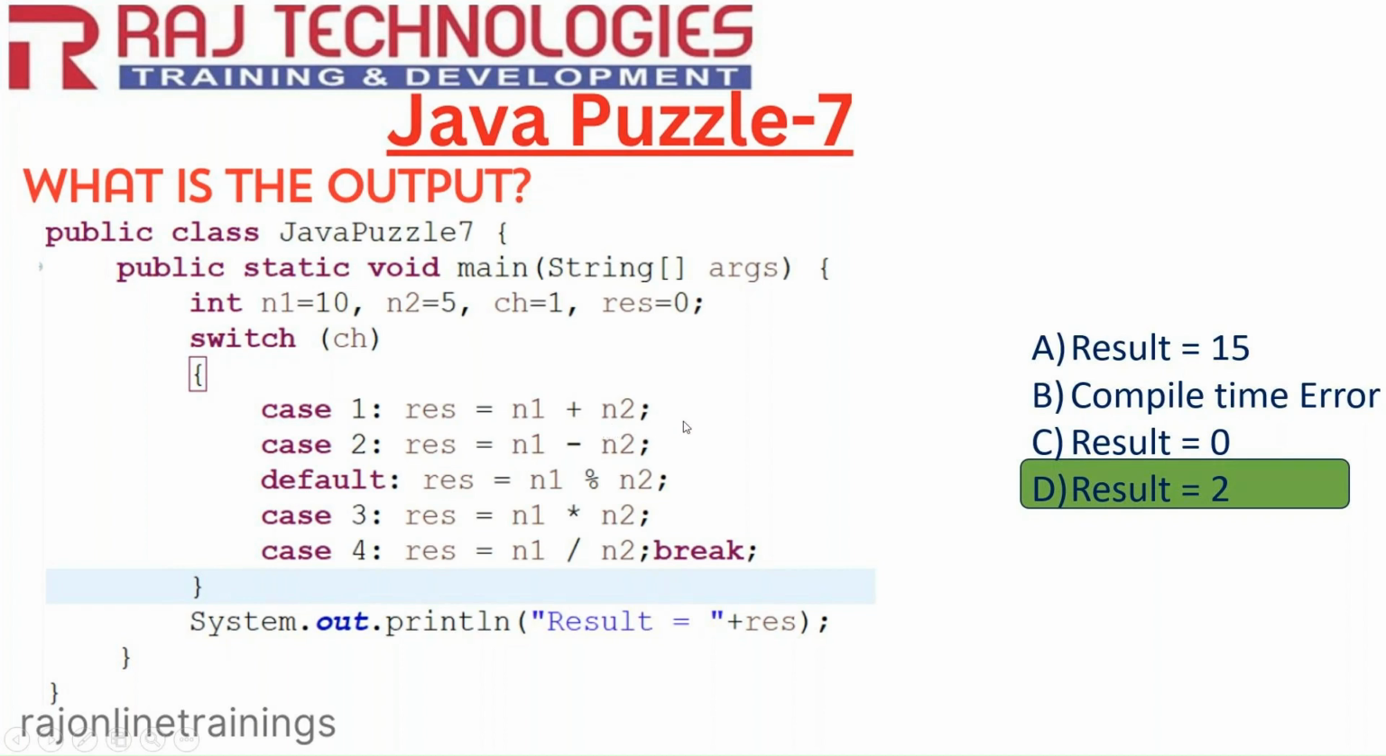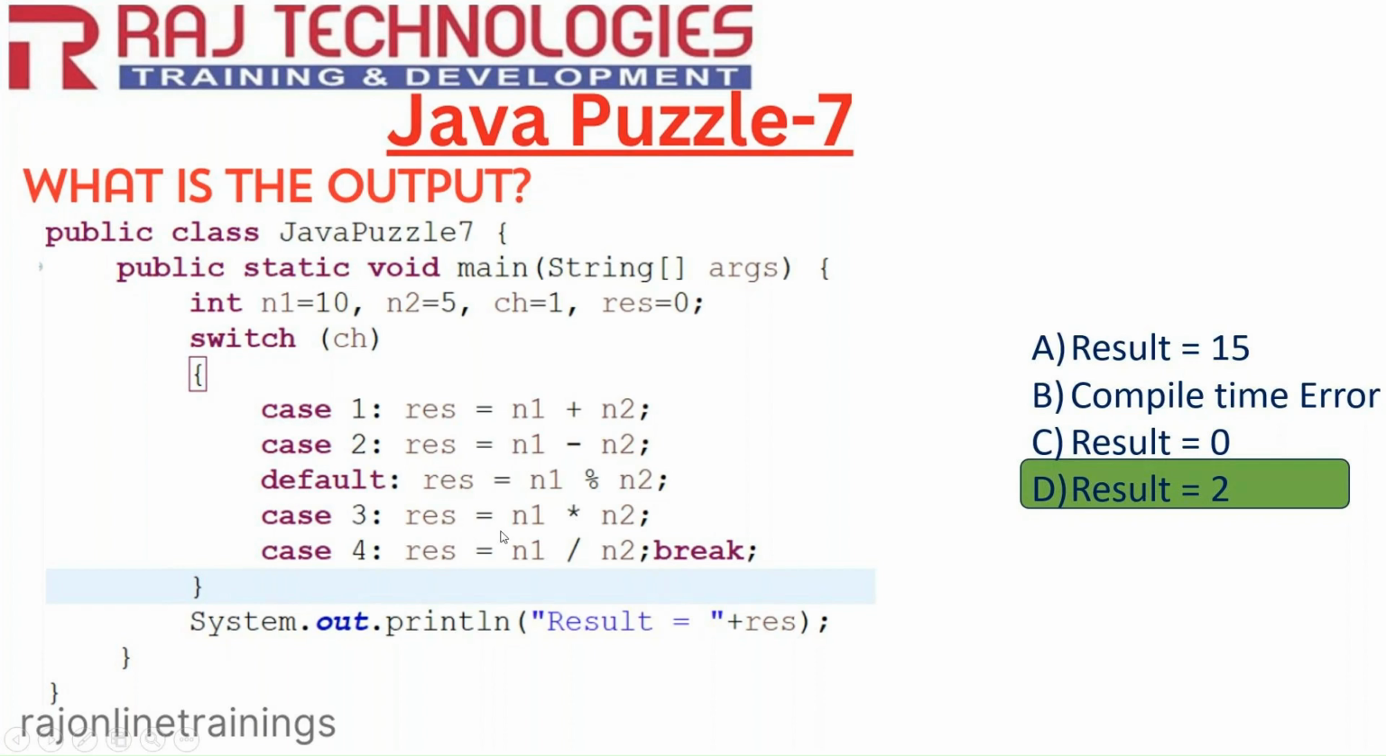Since there is no break, what is going to happen? It will just execute the statements of other options until it sees break. Since there is no break, it will even come to the statement of case 2. The value of result will become 10 minus 5, so the value of result is now 5. Since there is no break, it will come to default. Then the value of result will become 10 mod 5, which is 0. Since no break, it will even come to the case 3 statements.